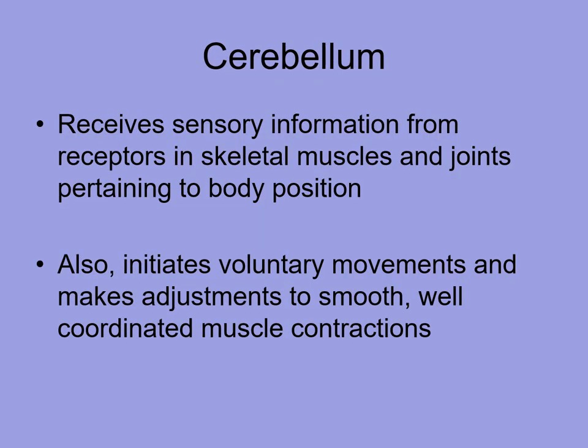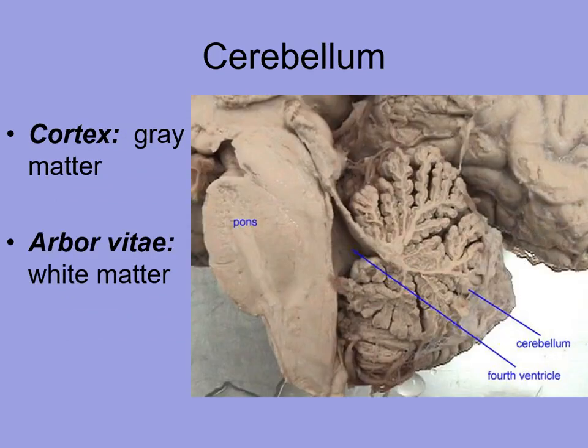The cerebellum, it is receiving sensory information from various receptors, such as from your skeletal muscles, your joints, helping you to be aware of your body position, and it helps to initiate some of these voluntary movements, makes adjustments. So you have, hopefully, some of us you may question, but hopefully nice, smooth, well-coordinated muscle contractions and not real jerky. The cerebellum.